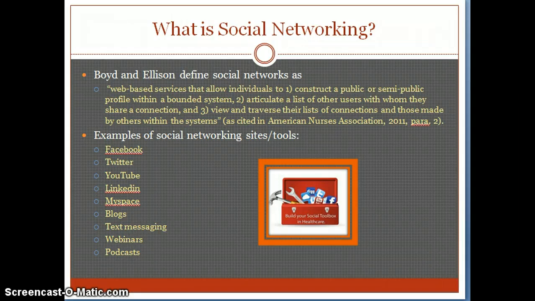Facebook and Twitter can be used for personal reasons. LinkedIn is a site that's used by professionals, where professionals can link up and share, discuss issues within their field. Blogs can be used to express personal opinions, and blogs can be used to send out messages across the board. Text messaging is widely used by many people. Webinars can be used as a teaching tool as well as podcasts.